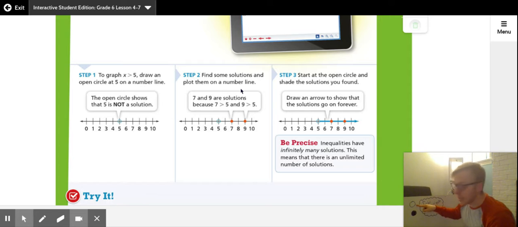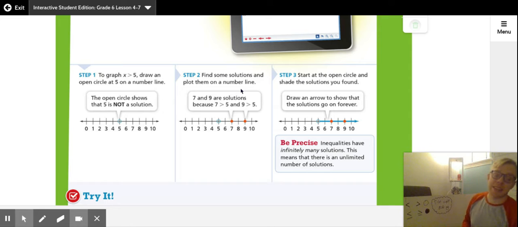If our circle is open, that means that it is not a possible answer. Because last time I checked, 5 is not greater than 5. If our circle is closed, that means that, you guessed it, it can be an answer. So when we think about our world of symbols, less than and greater than fit with the open circle. Less than or equal to, or greater than or equal to, we use a closed circle. It's that simple.